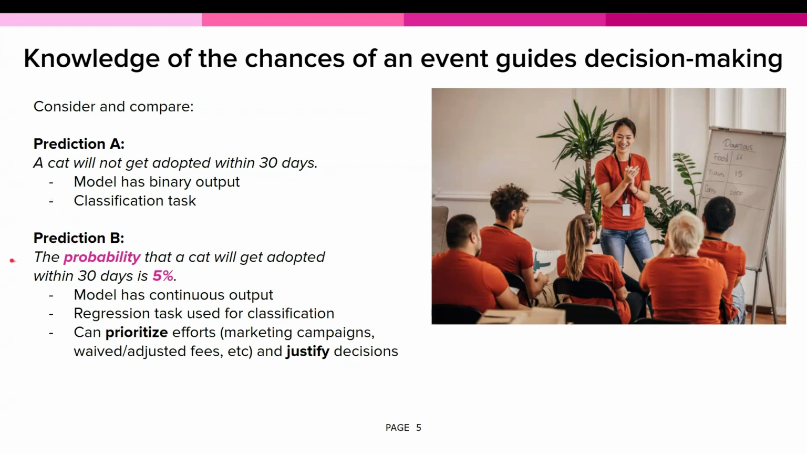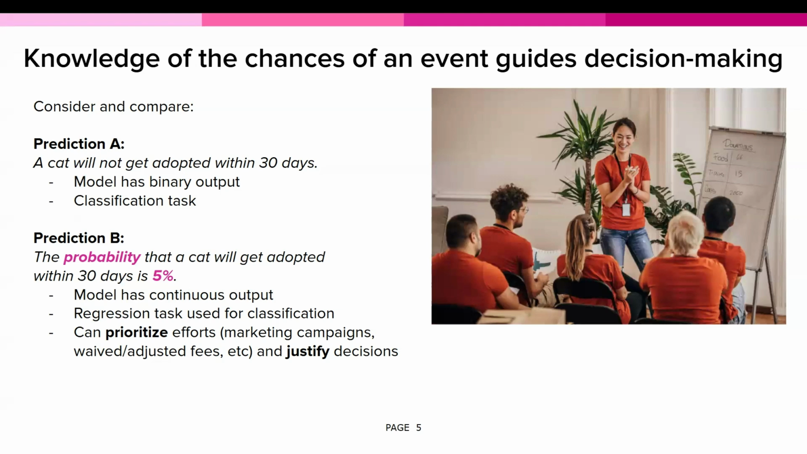Prediction B, on the other hand: the probability that a cat will get adopted within 30 days is 5%. Okay, so this gives us a bit more information. It not only makes a prediction, but it gives us a probability associated with that prediction. Like I say, it's a 5% chance that a particular cat will be adopted within 30 days. It's a lot more informative because it's not just a hard yes or no. Now we've got a continuous output that tells us how likely something is to happen.